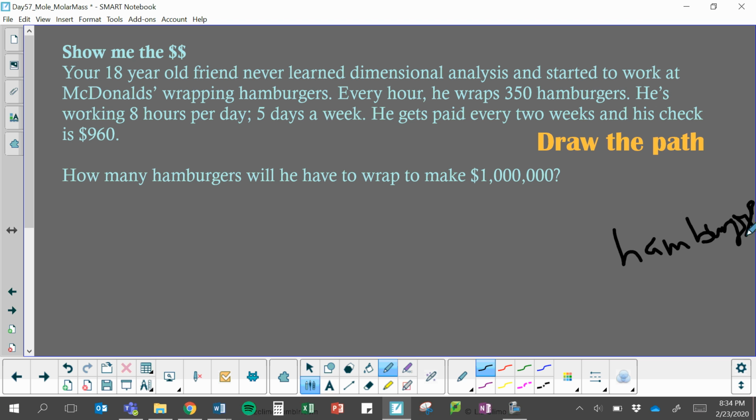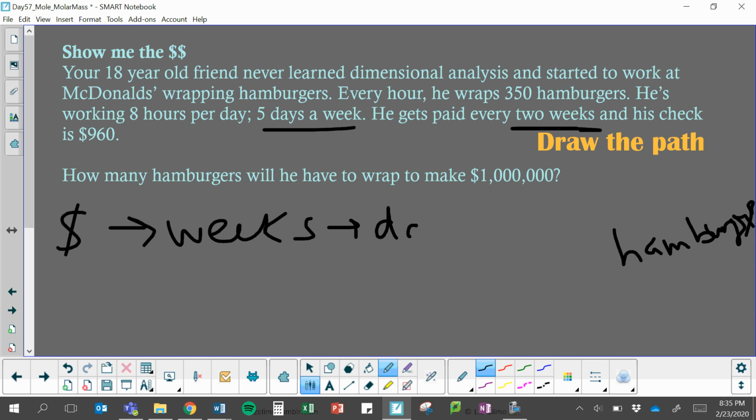Sorry, it's hard for me to write on this sometimes. We're starting in dollars because we're starting with $1 million. So one strategy is to figure out, if we're starting in dollars, what can we convert dollars into? If we read, it says he gets paid $960 every 2 weeks. So we can turn our dollars into weeks. Then from weeks, we can turn into how many days he works a week, then into hours. And we know how many hamburgers he can make in an hour.